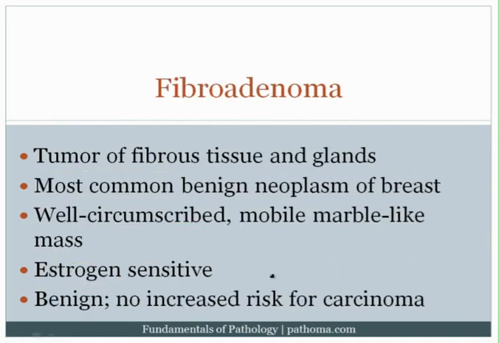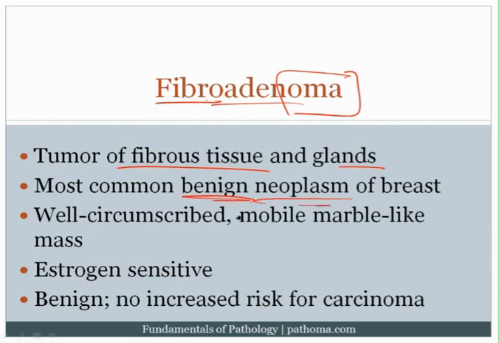The next disorder is called fibroadenoma. Fibro means fibrous tissue, and adeno means glands, and oma means you've got a true tumor. So this is a tumor of fibrous tissue and glands. It is the most common benign tumor of the breast. It's classically seen in a premenopausal woman. In fact, you could say it's the most common tumor in premenopausal females. I'm going to repeat that. Most common tumor in premenopausal females.